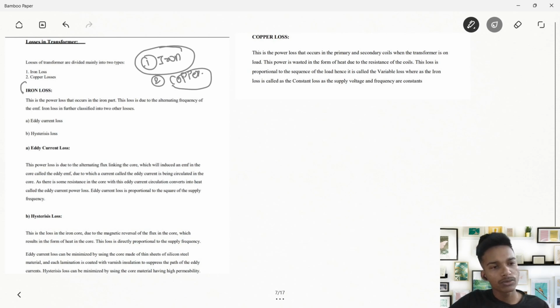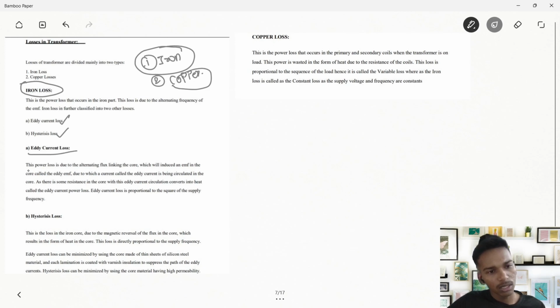Now, first we will discuss iron losses. This is the power loss that occurs in the iron part. This loss is due to the alternating frequency of the EMF. Iron loss is further classified into two losses: one is eddy current loss, and the other is hysteresis loss. Wherever power is lost in the iron parts, those losses are known as iron losses.